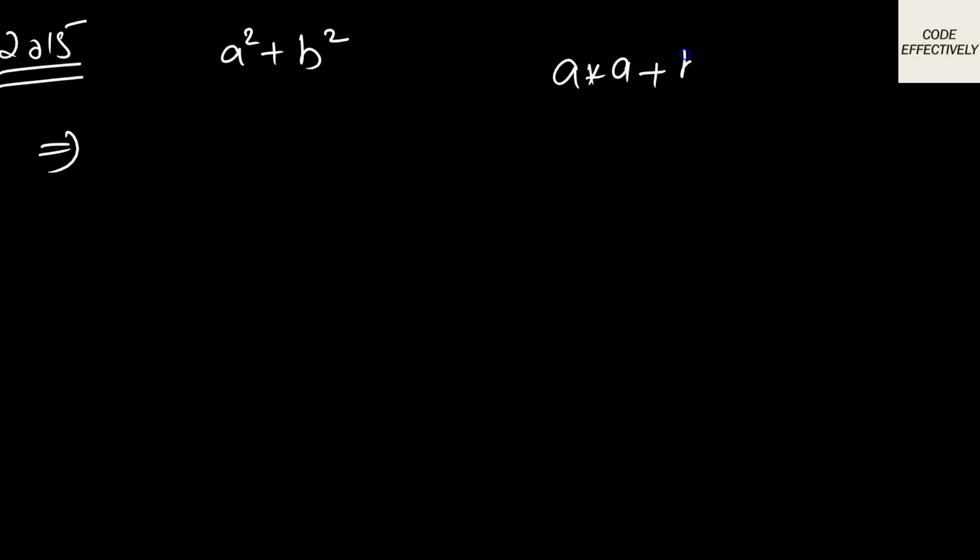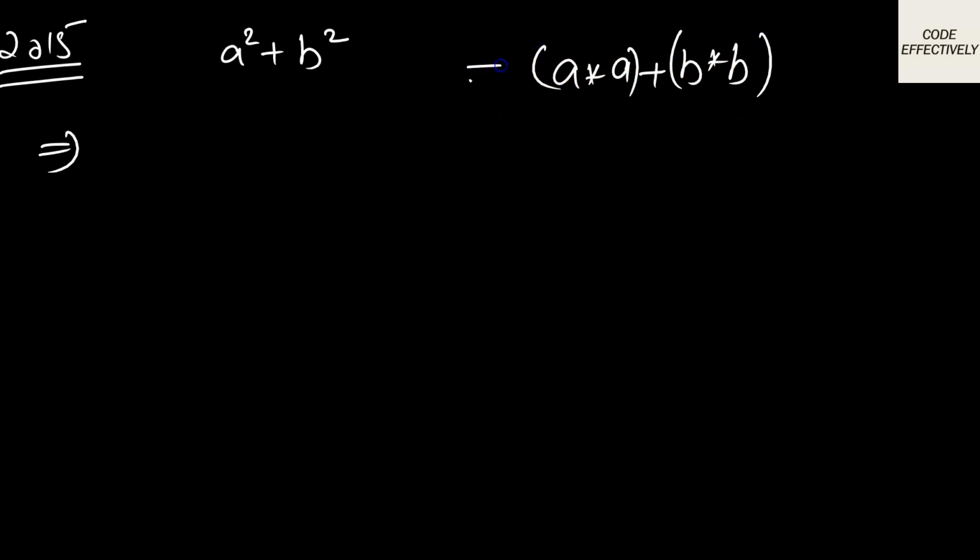Okay, now let's start with another one. This is a question asked in 2015. The question goes like a cube plus b cube. Now write this in the form of a Java expression. What a cube plus b cube means is a into a into a plus b into b into b. It's as simple as that, you don't have to do anything.